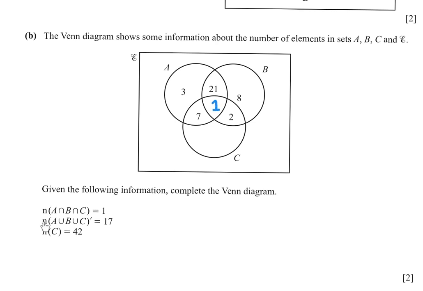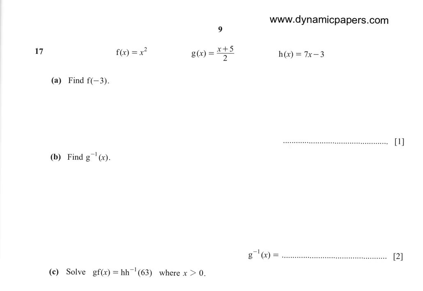Now, n of not (A union B union C) equals 17. Not the union, so all the region around the union. This region contains 17 elements, so we can write 17 here. n of C is 42. The number of elements in C is 42. So 7 plus 1, 8. 8 plus 2, 10. 10 plus what equals 42? So 32. Number 17.